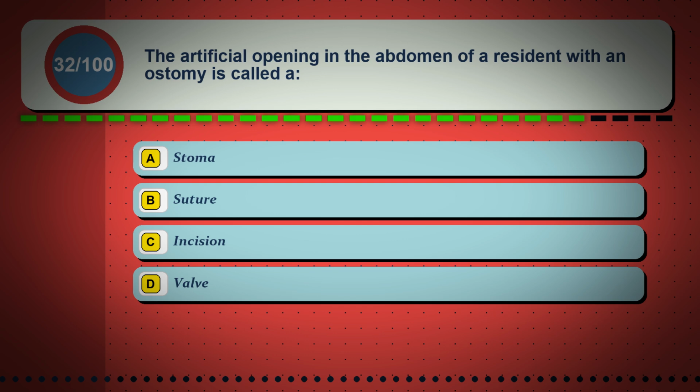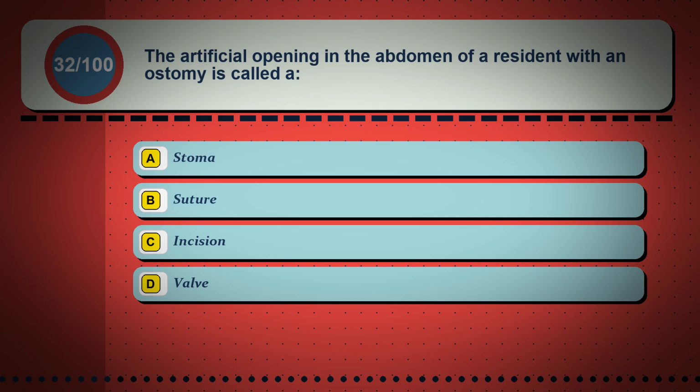Question 32. The artificial opening in the abdomen of a resident with an ostomy is called a: Option A. Stoma. Option B. Suture. Option C. Incision. Option D. A valve.